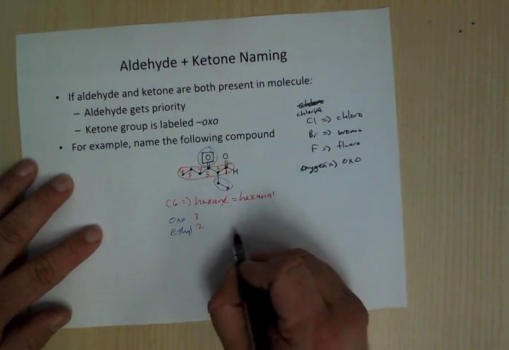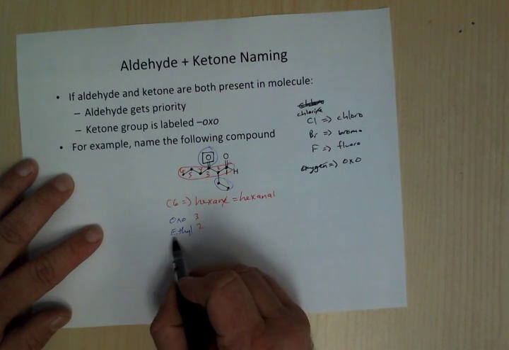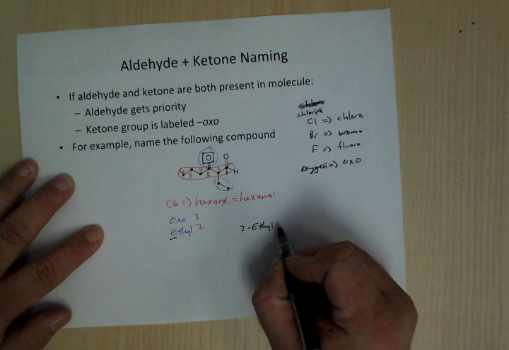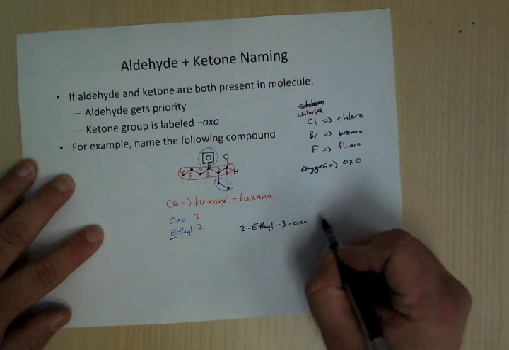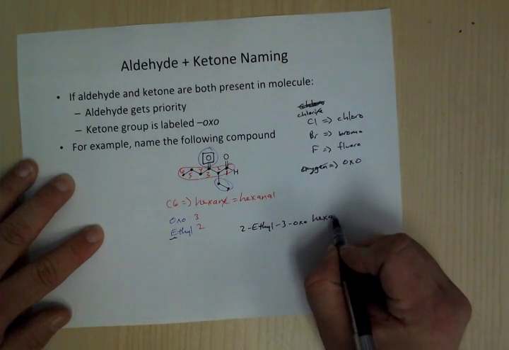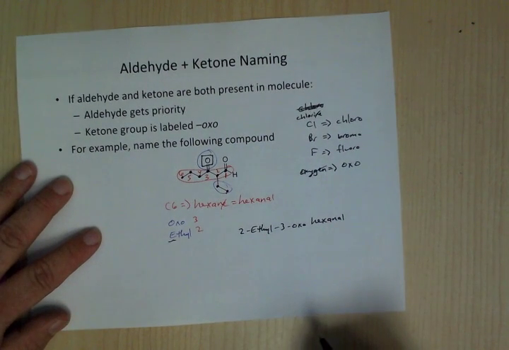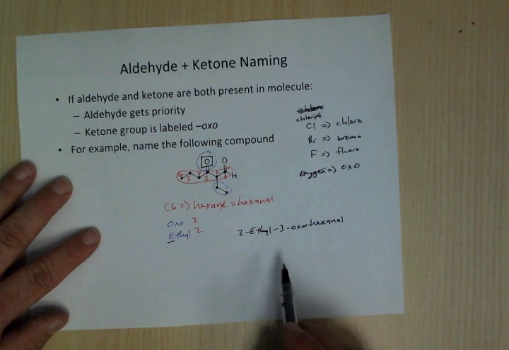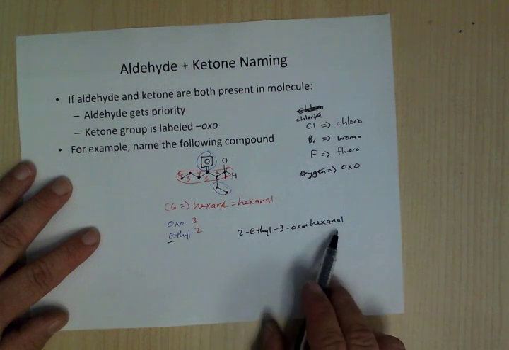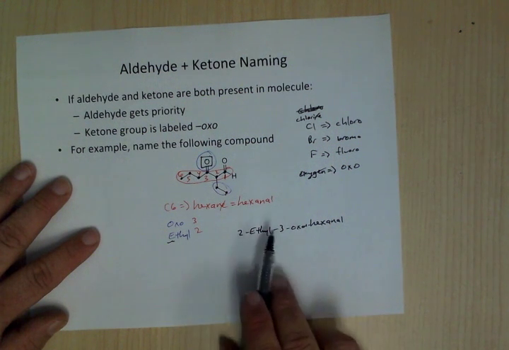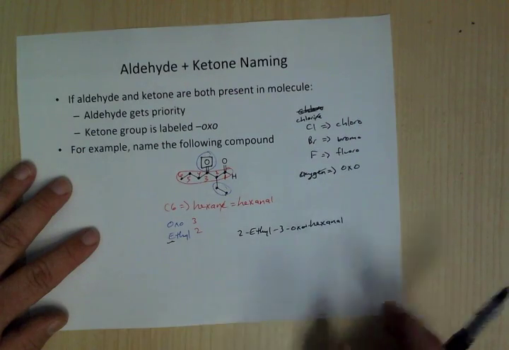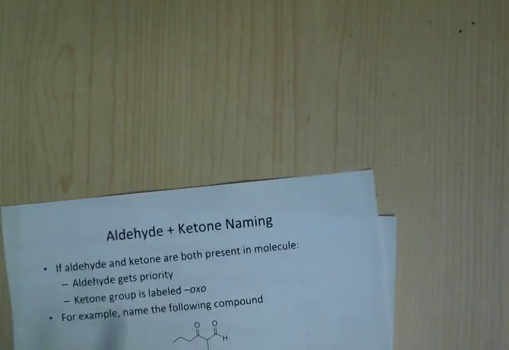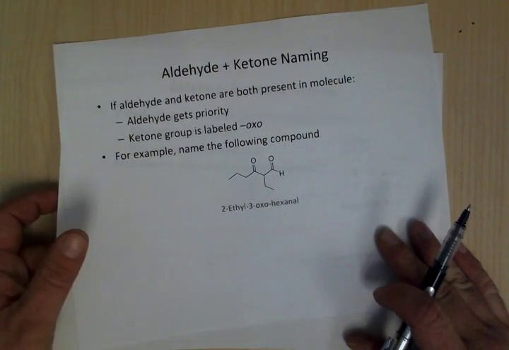So it ends up being, right, ethyl comes first because it comes first alphabetically, so 2-ethyl, 3-oxo, hexanal. You could also say 1-hexanal, that's fine. So with that, 2-ethyl, 3-oxo, hexanal, right? Ethyl comes before oxo, so you put the ethyl first. So there you go. That's it.